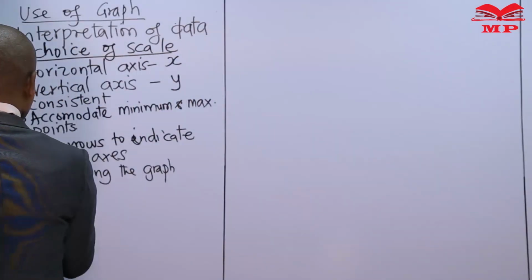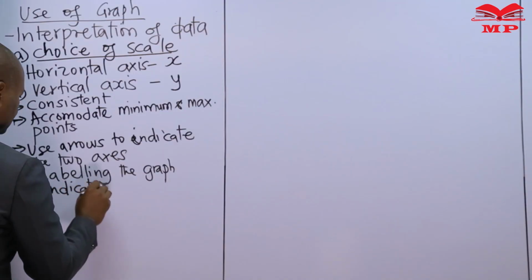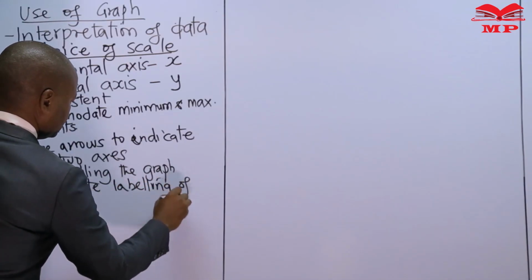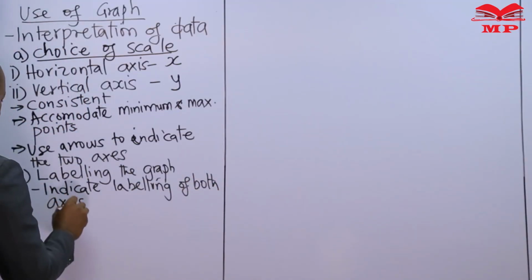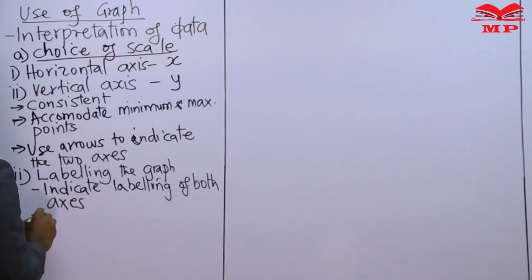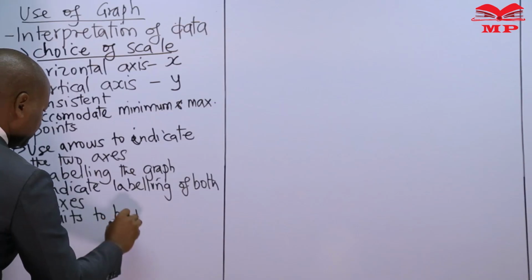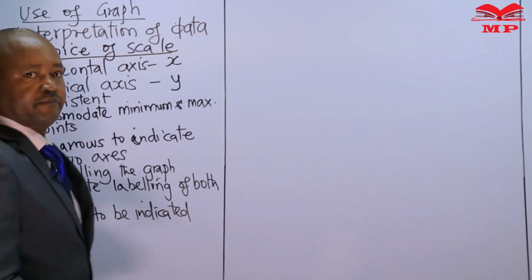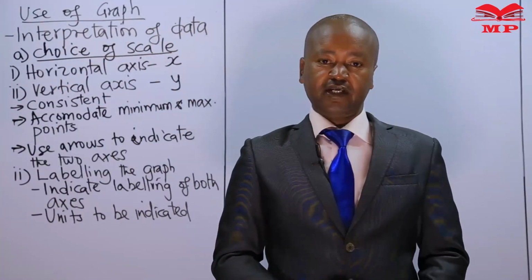So here, the labeling must be indicated. So you indicate labeling on both axes, because those are marking points on both axes. And then units should be indicated, as given maybe in the table, exactly the way they are given in the table. If the units are wrongly written, then the learner is penalized.